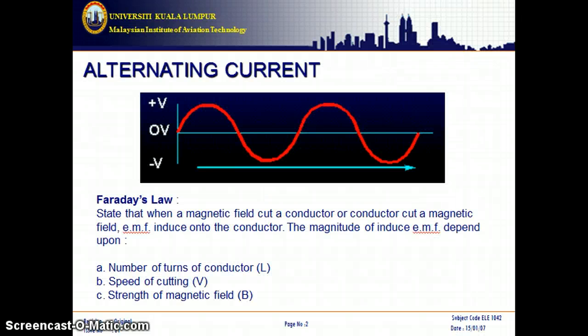Before we go further, let's refer back to the Faraday's law. This law states that when magnetic fields cut the conductor, or conductor cuts the magnetic fields, whichever is moving, the EMF will be induced onto the conductor. Basically, the magnitude of the induced EMF depends on three factors, which are the number of turns of conductor, the speed of cutting, and the strength of magnetic field.